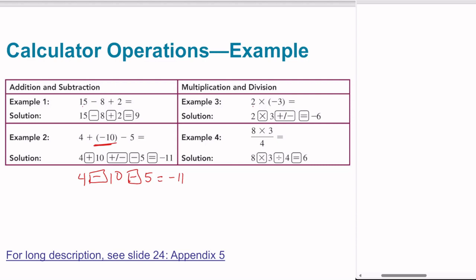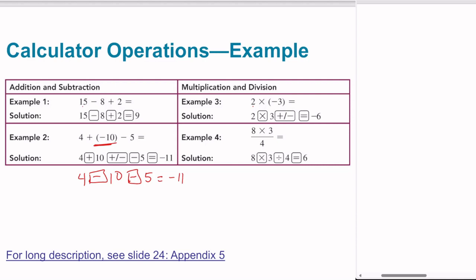Next, we'll review the operators for multiplication and division. 2 times negative 3 equals. You'll enter the 2, then the times button, then the 3, then the plus minus button, which changes the sign on the 3 to negative, then equals, and we get negative 6.